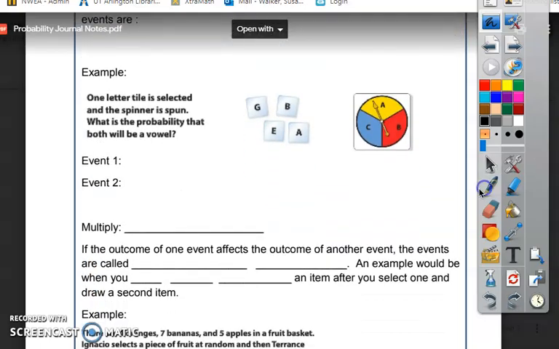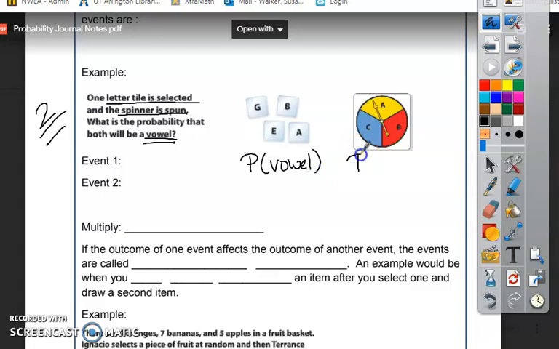So when I look here, it says one letter tile is selected, and then the spinner is spun. Guys, we are doing two things here. Selecting a letter, spinning the spinner. So I have two events. Okay? What is the probability that both will be a vowel? Okay? So basically, guys, I want probability of a vowel. And then I want probability of a vowel. I do this one, then I do this one.